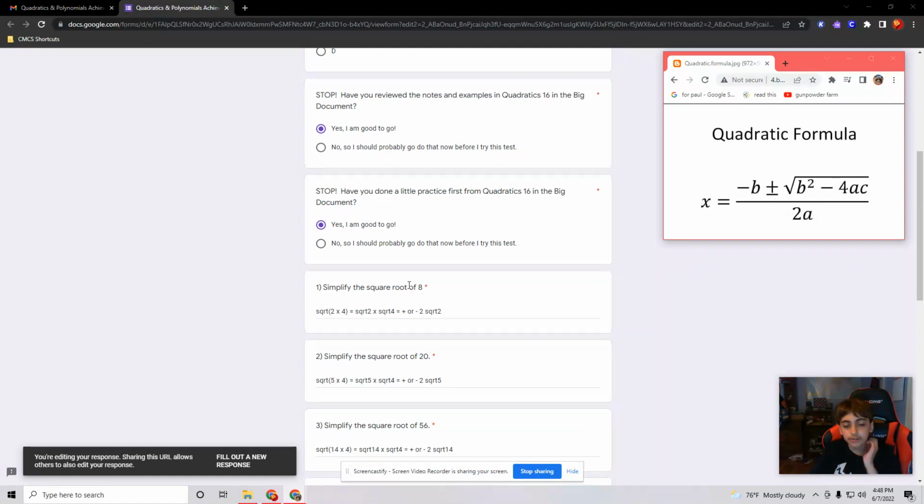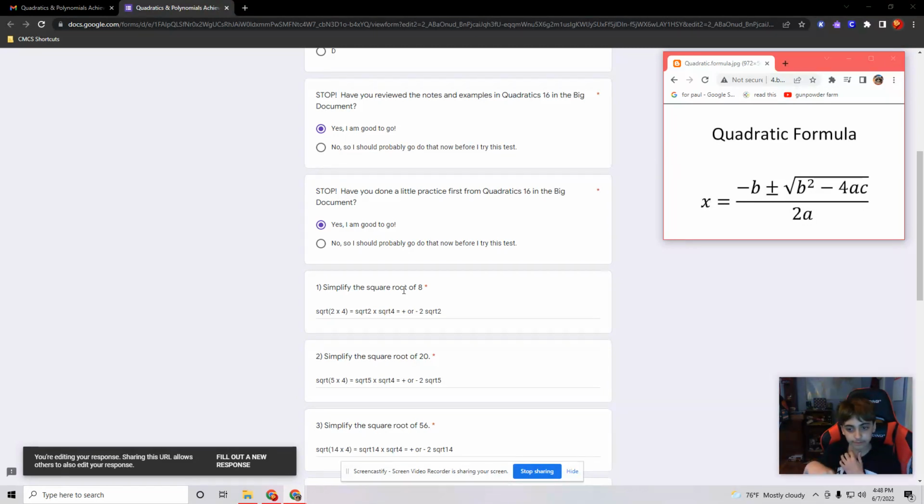So simplify the square root of 8. There is no square root of 8, it's not a perfect square. So what you have to do is think about some multiples. One multiple that I like to use here is 2 times 4, so 2 times 4 would be 8. So square root of, in parentheses, 2 times 4 equals square root 2 times square root 4, and that would equal positive or negative 2 square root 2. So you have 2, and square root of 2, that's irrational. You won't be able to get that.